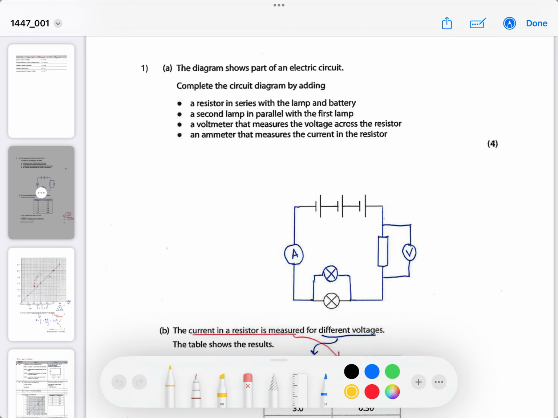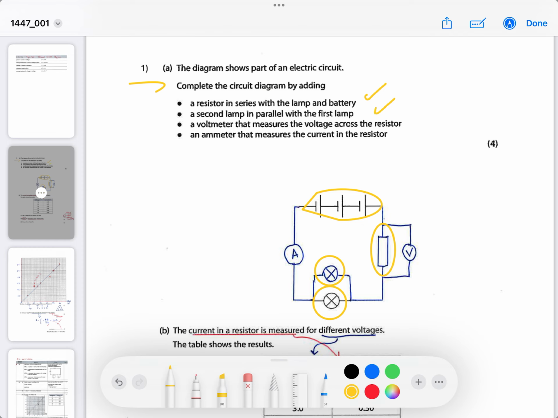complete the circuit diagram by adding a resistor in series with the lamp and battery. So there's the resistor, in series with the battery and the original lamp, so that works. And that will get you 1 tick. Second one, a second lamp in parallel. There's the second lamp in parallel, so that's the second tick.